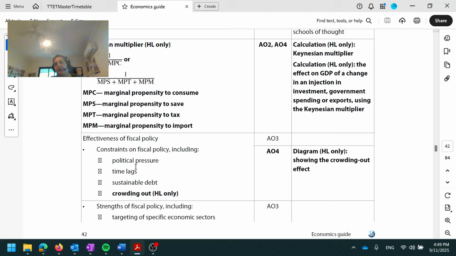And then HL only content: crowding out. For all this quantitative easing and modern monetary theory, crowding out is less of an issue, but you'd have your market for loanable funds diagram, and you would either show an increase in demand for loanable funds, which pushes up interest rates, or a decrease in supply of funds, which would push up interest rates, and then that has a feedback loop back into aggregate demand if interest rates rise because the government is borrowing so much money. So there's your AO4 diagram showing crowding out.